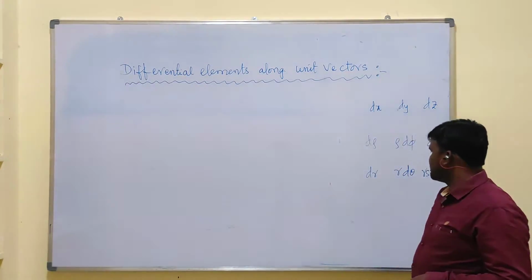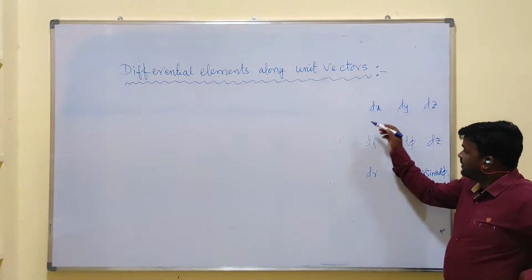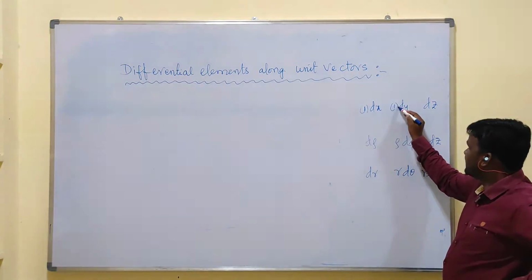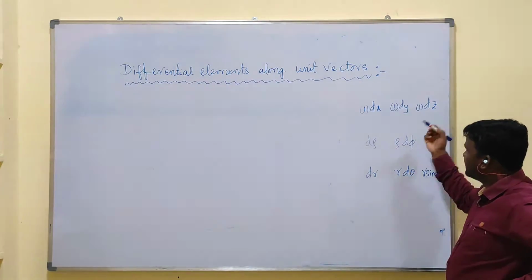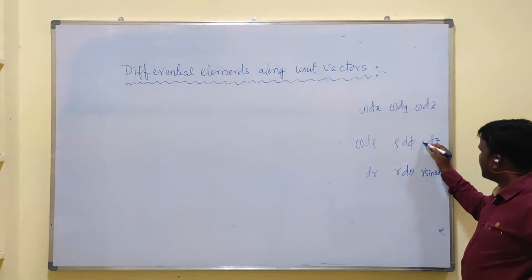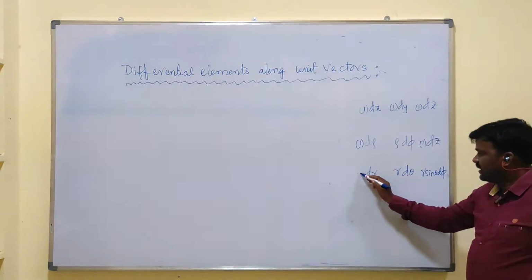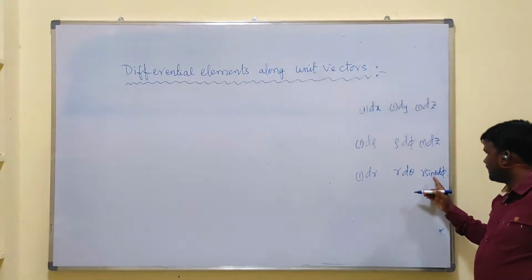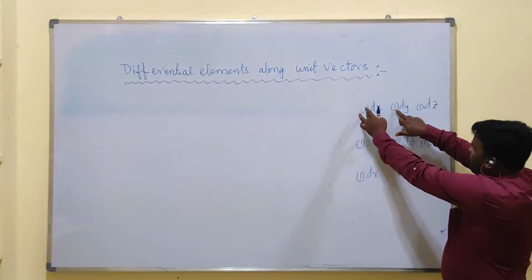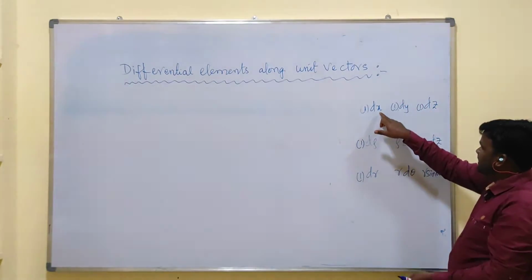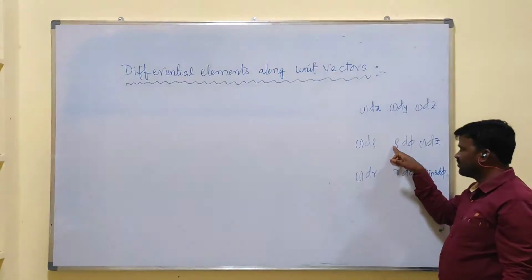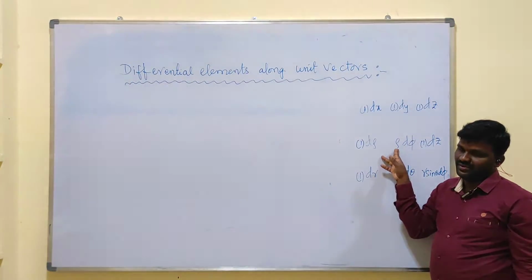For the sake of simplicity, I am writing this as 1 into dx only, 1 into dy only, 1 into dz only; 1 into d rho only, rho into d phi, 1 into dz; and here it is 1 into dr, r d theta, r sin theta d phi. Why am I writing it like this? Without these ones, it is basically dx dy dz. Here I have d phi, and this d phi is multiplied by some multiplication factor.